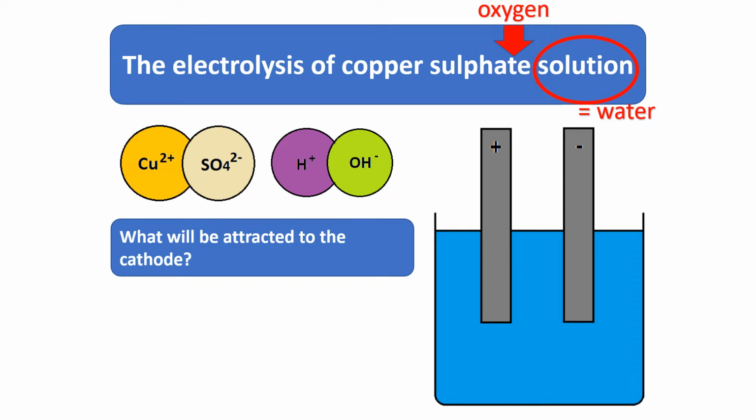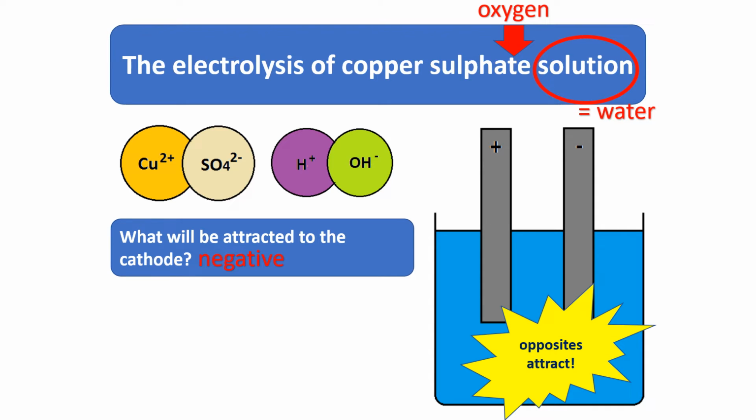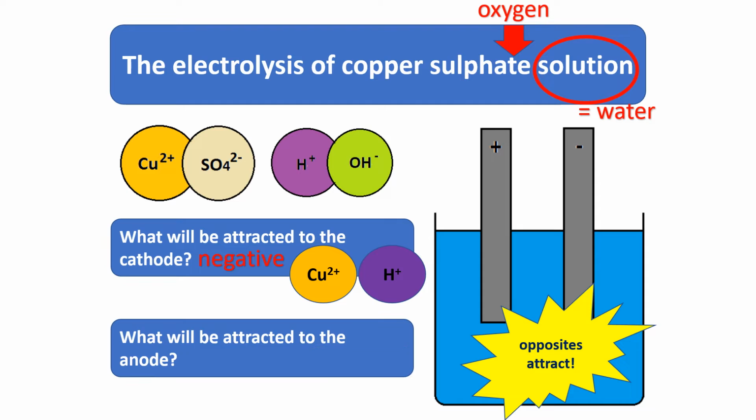So where do we start? Well, let's start at the cathode. So the cathode is negative. You notice I'm pausing. I have to think about this. I know if I rush this, I'm going to get them the wrong way around. I am truly hopeless at positive and negatives. What's attracted to the negative? There you go. The negative cathode. Well, opposites attract. So I will have my positive copper and I will have my positive hydrogen. I've got 2 ions attracted to the cathode.